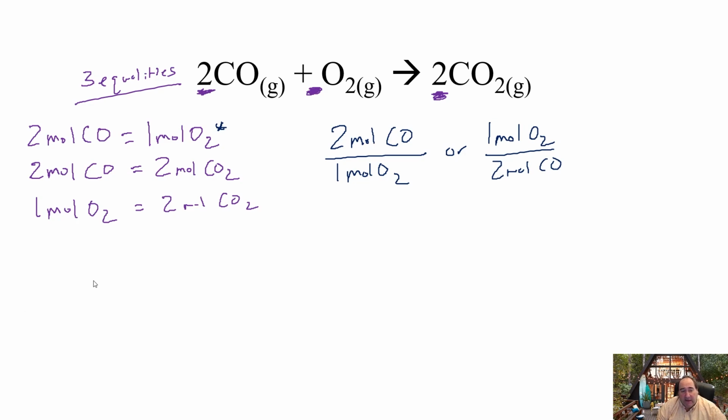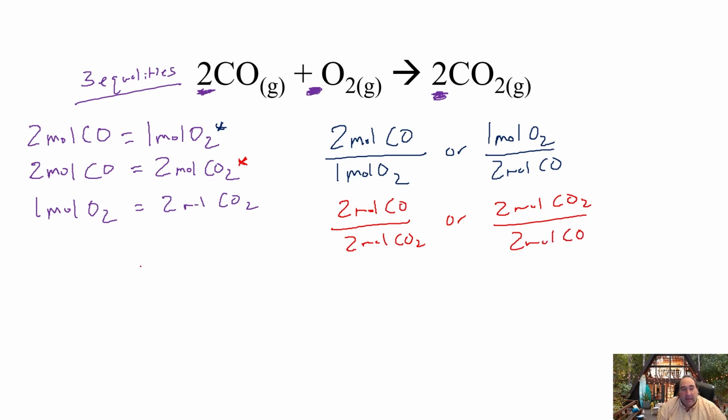I could write conversion factors for my others. So if I were to do this one here, I could say for every 2 moles of CO, I get 2 moles of CO2. Or for every 2 moles of CO2, I get 2 moles of CO. For the last one there, I can write my 2 conversion factors. For every 1 mole of O2, I get 2 moles there of CO2. Or for 2 moles of CO2, I get 1 mole of O2.